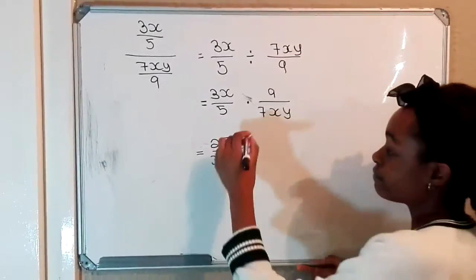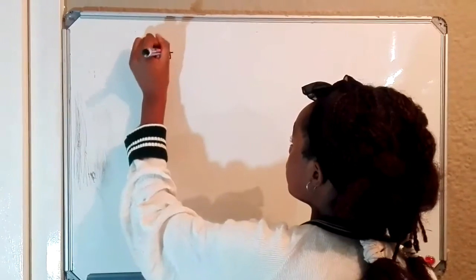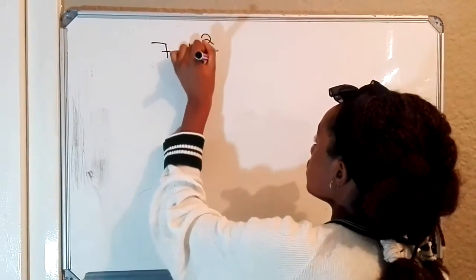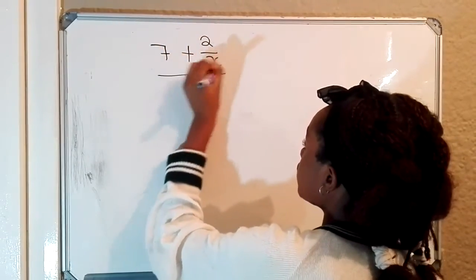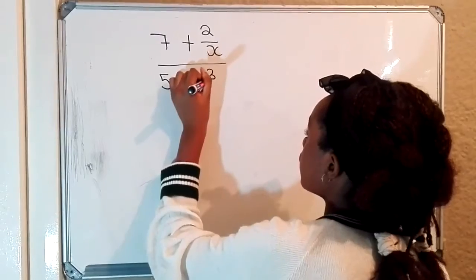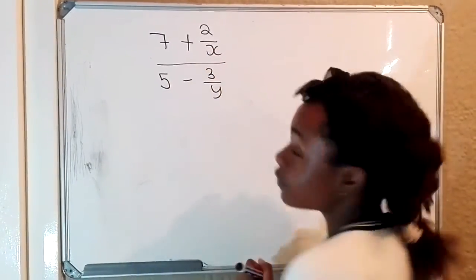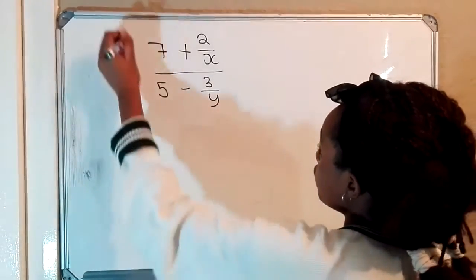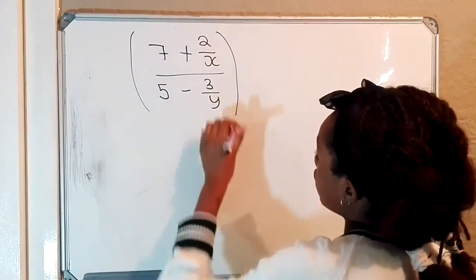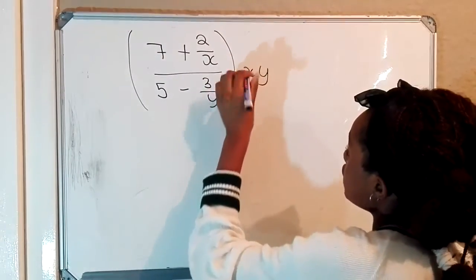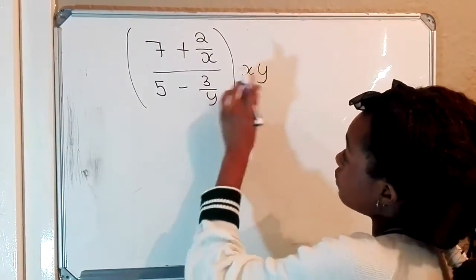Okay, guys. So we have 7 plus 2 over x over 5 minus 3 over y. Okay, feel free to pause the video and try this one on your own. So the first thing I'm going to do is find a common denominator for everything. So on the top it's x, and at the bottom it's y.